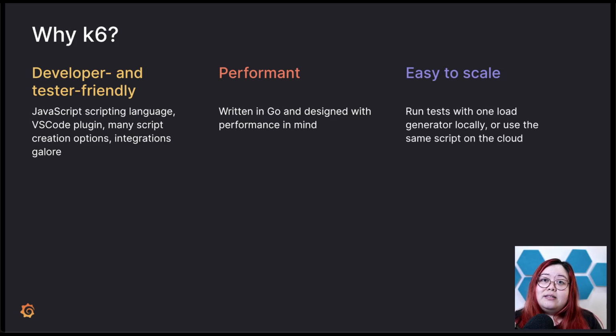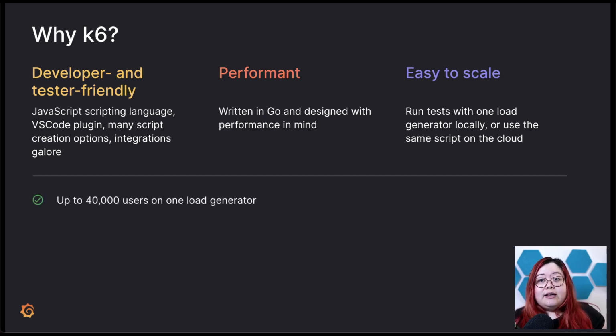K6 is also easy to scale. You can start a test from the Cloud UI or from the CLI, and then you can switch between the two seamlessly. So you can go from running a shakeout test on your local machine to running at scale on the cloud using different geographical locations.